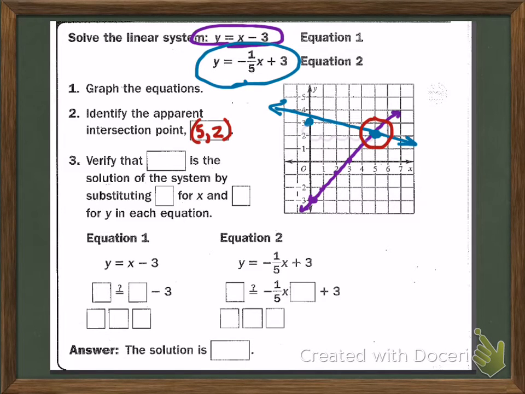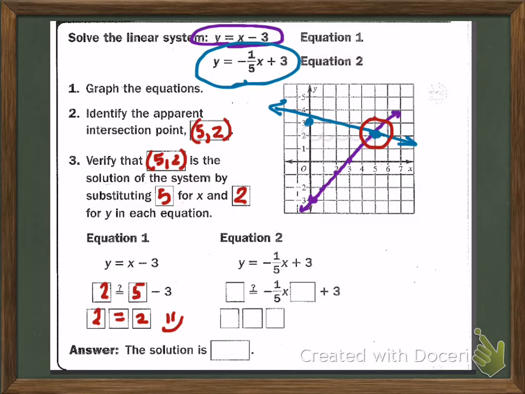We want to verify that 5, 2 is the solution of the system by substituting in 5 for x and 2 for y in each equation. So you can see that we write both equations. In the first equation, again, I want to substitute in 5 for x and 2 for y. I get 2 is equal to 2. That's good. That ordered pair 5, 2 works in equation 1.